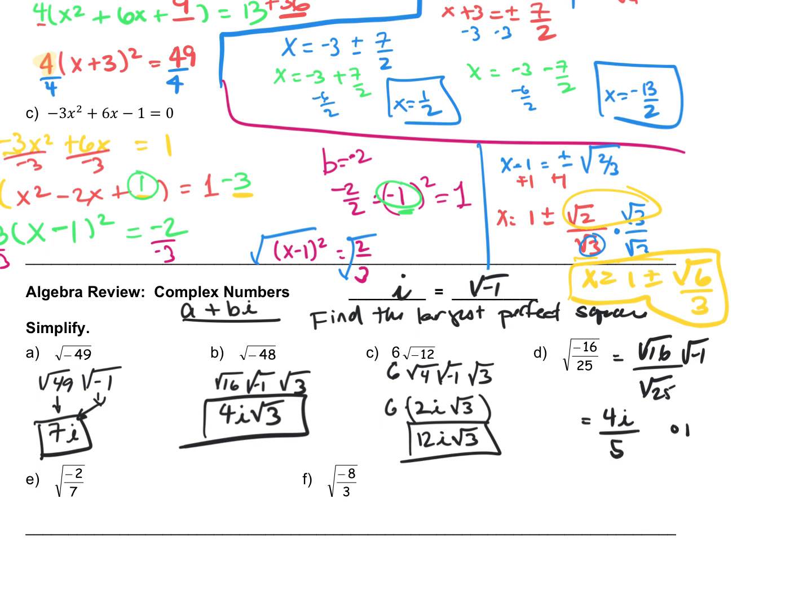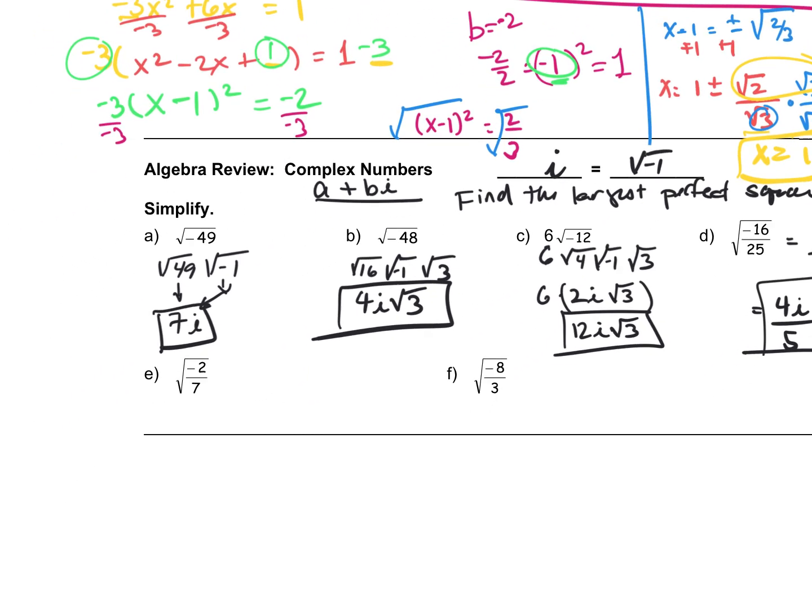You can write it this way, or you can write it with the i next to this. But you cannot write the i in the denominator. Those are the only 2 possible solutions. Just want to make sure you see that. You'll see a lot of writing the i's on the side when it comes to fractions. All right, letter E.